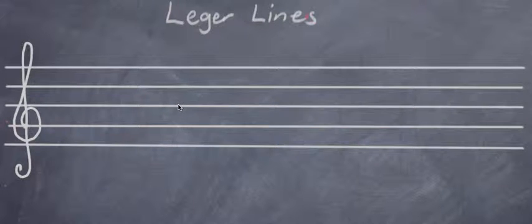Now we're going to look at ledger lines. So far, we've looked at notes on the stave in treble and bass clef. But sometimes when we're reading music, we need to go to higher notes that go higher.